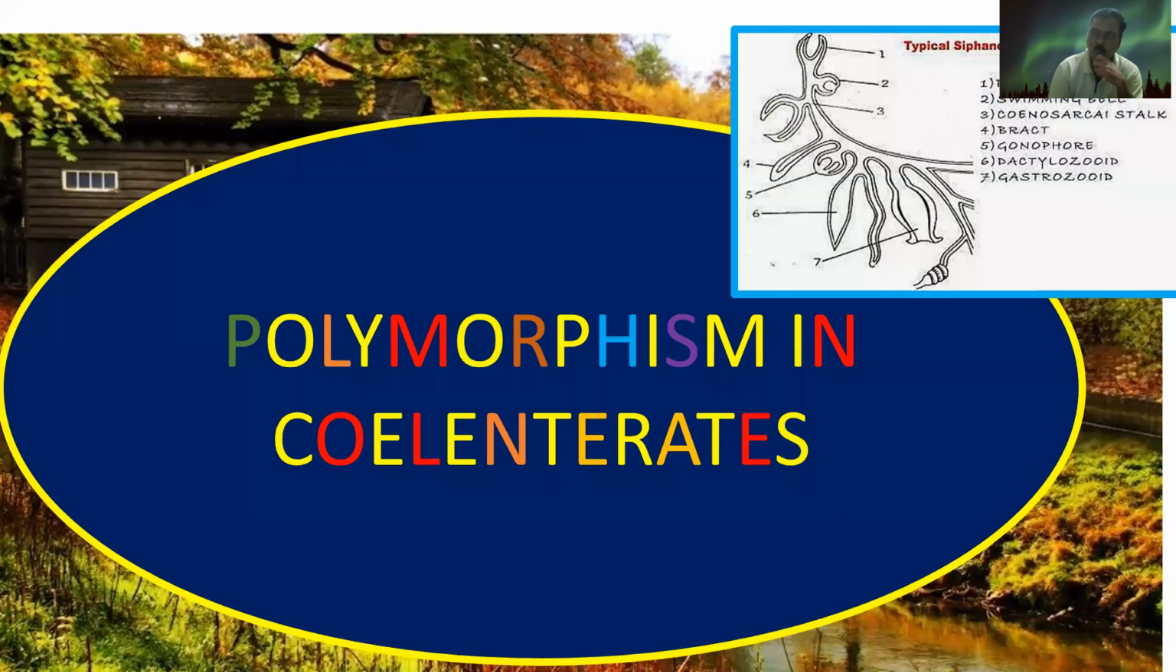In this video, we can talk about the polymorphism in coelenterates. Polymorphism may be defined as the representation of a single organism by more than one kind of individuals or zooids, which differ in their form and function. Coelenterata shows vivid description of polymorphism. The class Hydrozoa shows the best example of polymorphism.